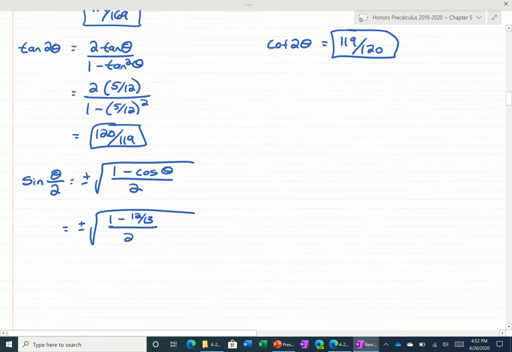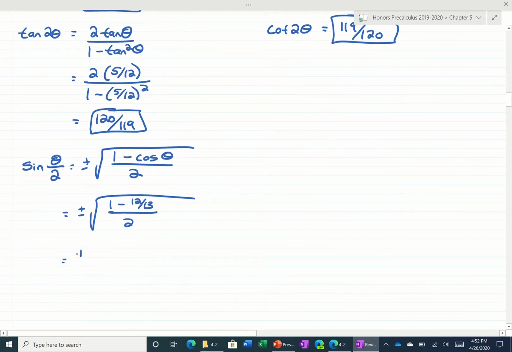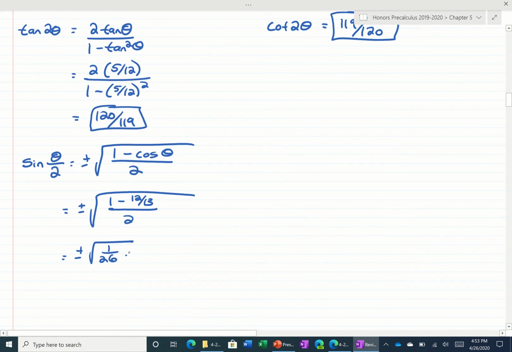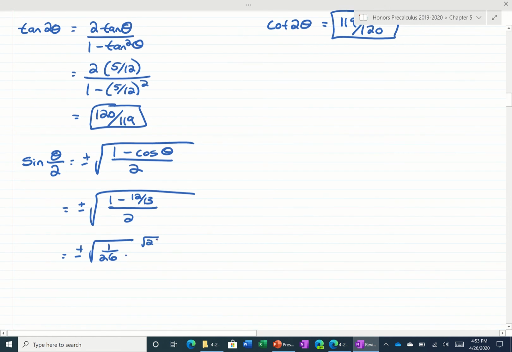And if you do the arithmetic here, that comes out to plus or minus the square root of 1/26. And if we rationalize by multiplying the top and bottom by √26/√26, the answer comes out to be plus or minus √26/26.